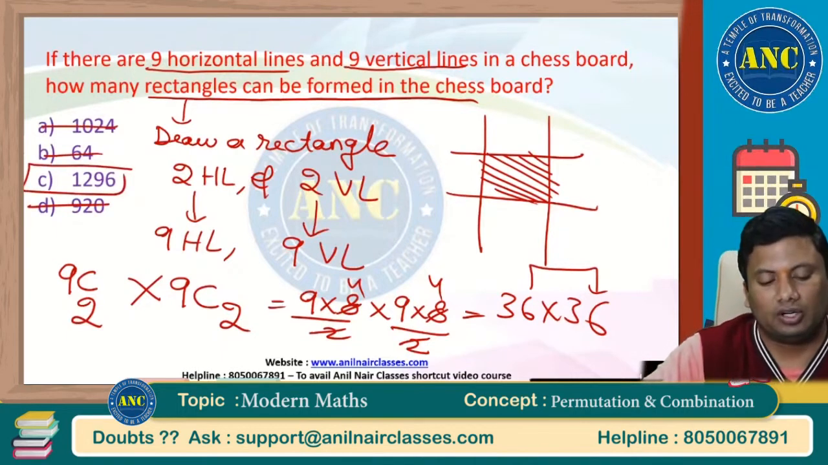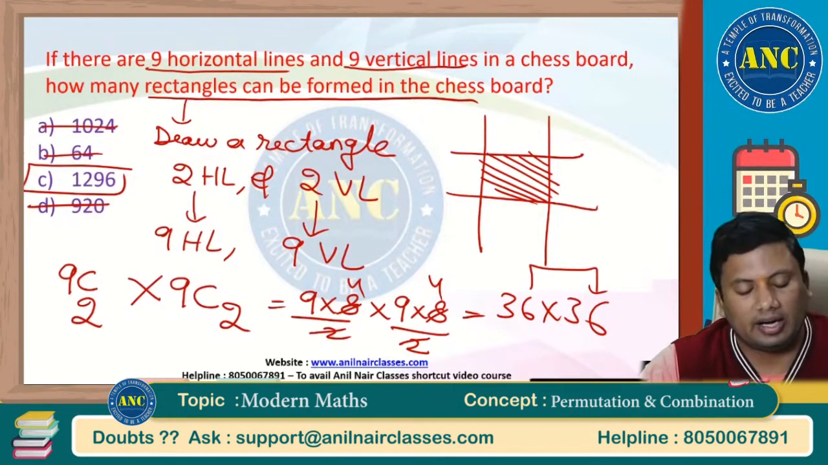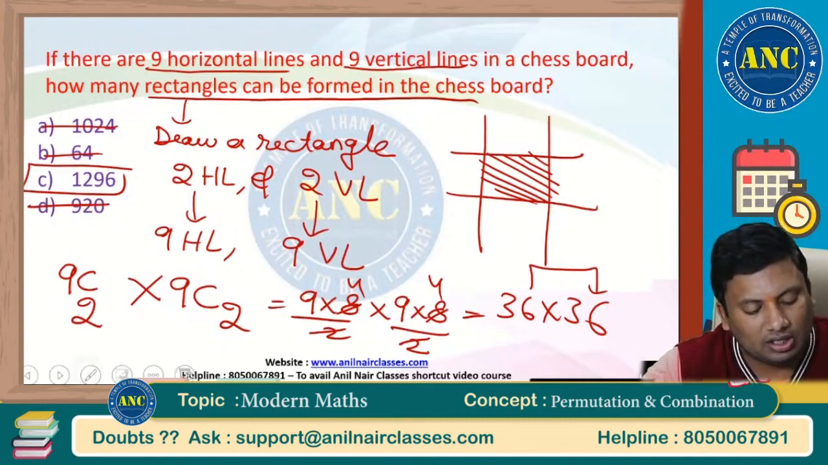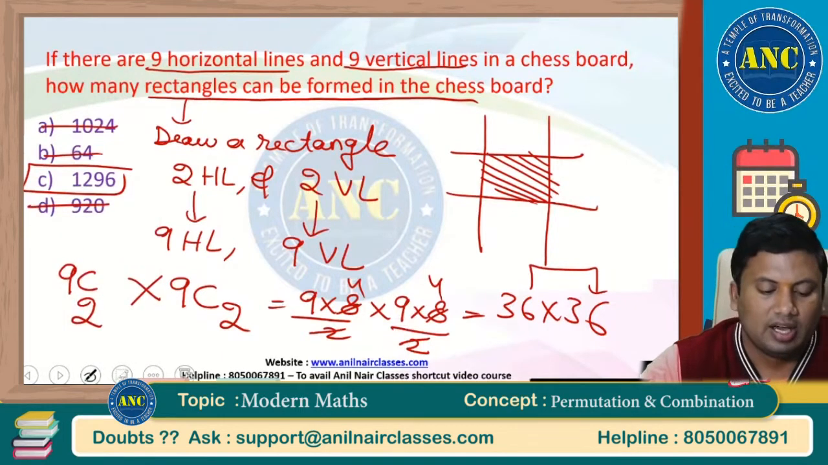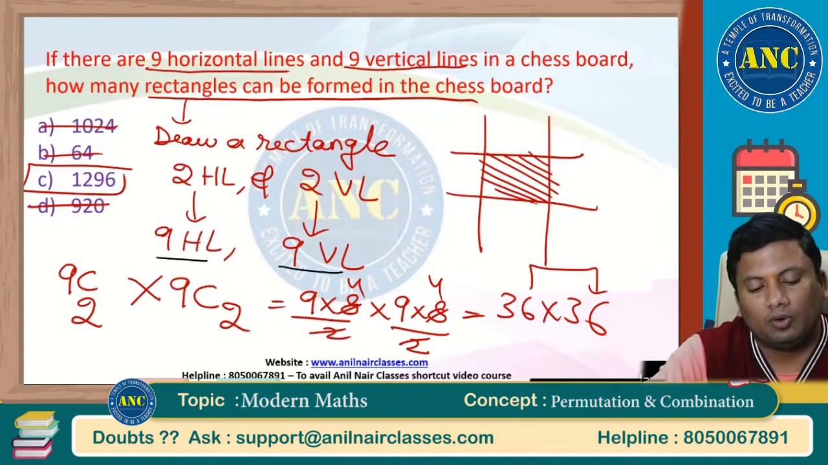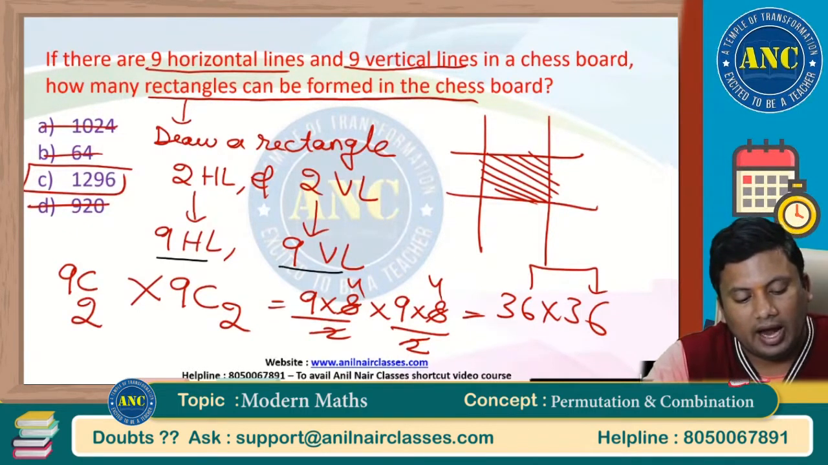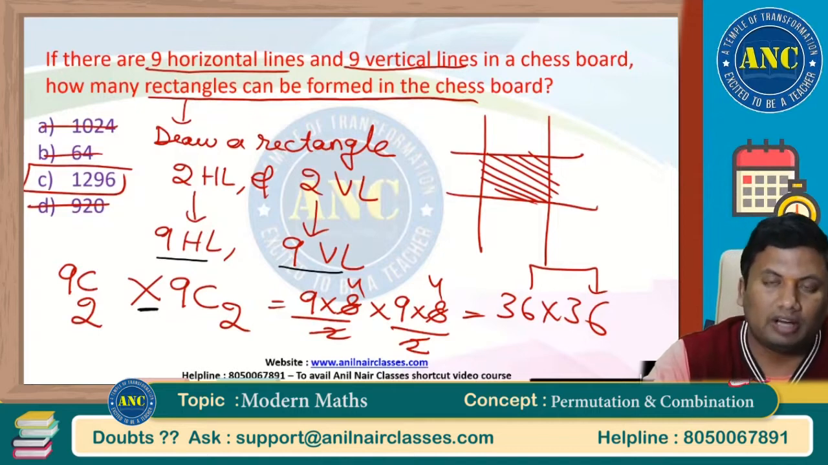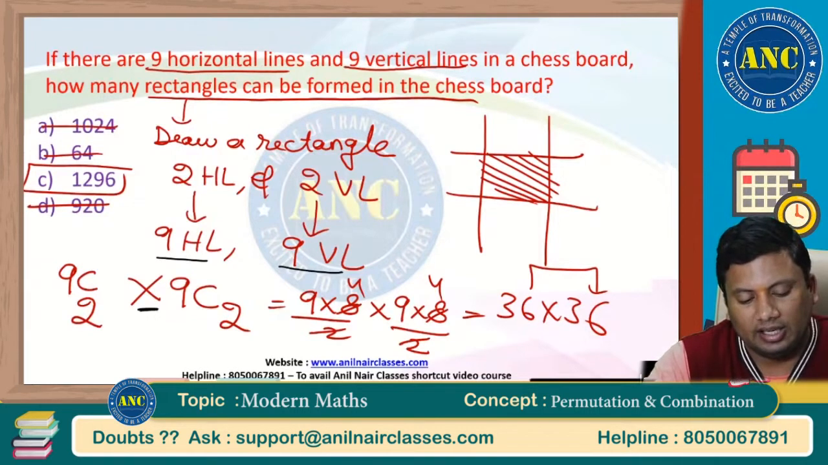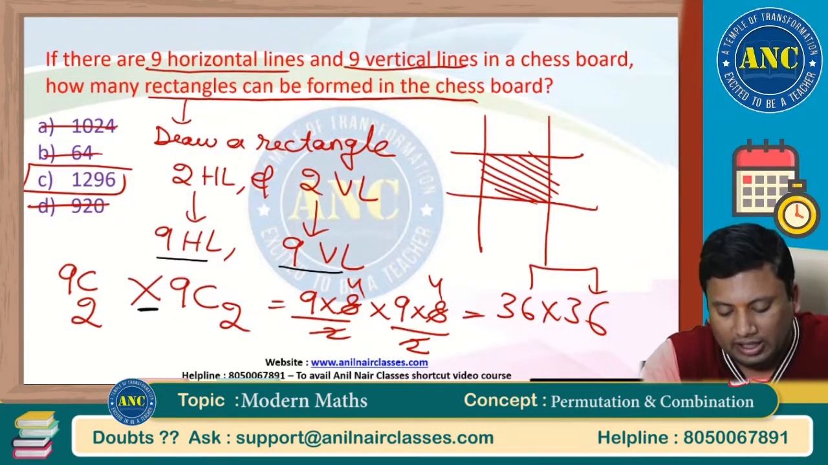Answer is 1296. To draw a rectangle, I require 2 horizontal lines and 2 vertical lines. I got 9 horizontal lines and 9 vertical lines. Out of 9, select any 2, and the condition is "and", so out of 9, select any 2. 9C2 into 9C2. 36 whole square is anyway 1296.